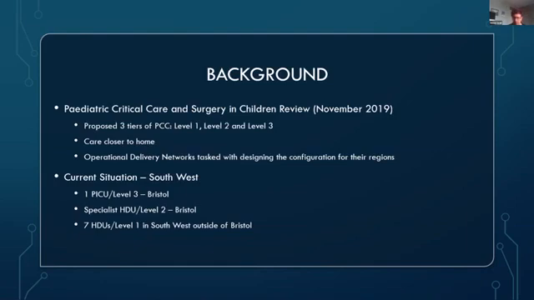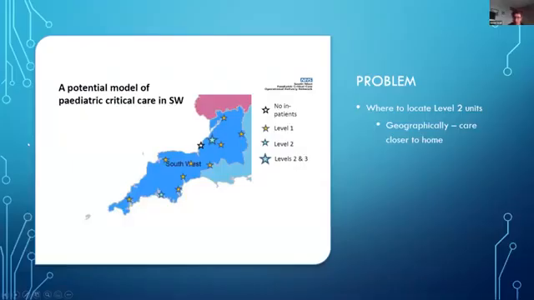So the current situation in the southwest is that we've got 1 pediatric intensive care unit, or level 3 unit, in Bristol, and also a specialist high dependency or level 2 unit within Bristol as well. But we also have 7 high dependency or level 1 units in the southwest outside of Bristol. So the problem, and what the project was trying to answer, is where to locate a level 2 unit or units outside of Bristol, bringing that care closer to home geographically.